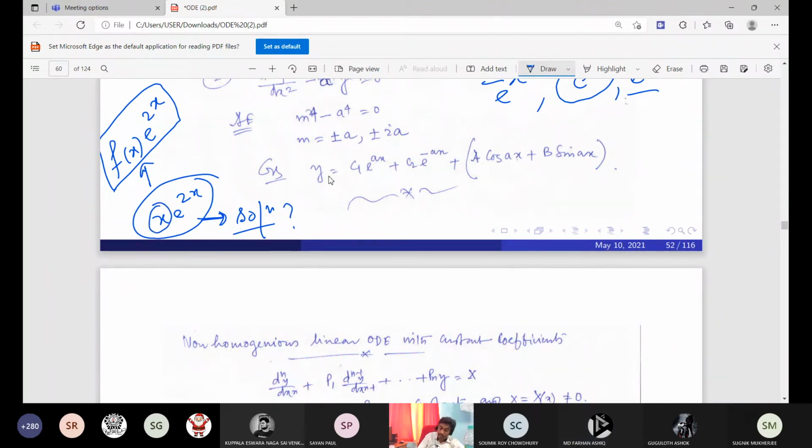Instead of considering f(x), consider e to the power 2x. Some derivation you have to do, and check what the complexity is in considering f(x), and whether for any x it will satisfy the differential equation or not.